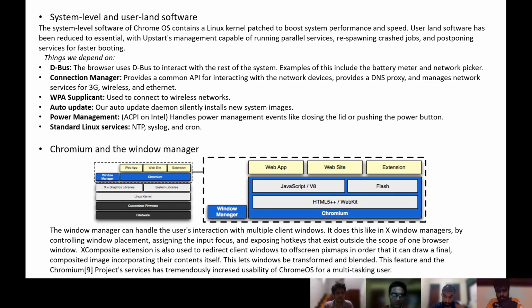And the system level and user land software. The system level software of Chrome OS contains a Linux kernel, tuned for the boot system, performance, and speed. User land software has been reduced to the essentials, with an abstracted management capable of running parallel services, restarting crashed jobs, and postponing services for faster booting. These are dependent on the dbus, the connection manager, WPA supplicant, auto updates, power management, and the standard Linux services.